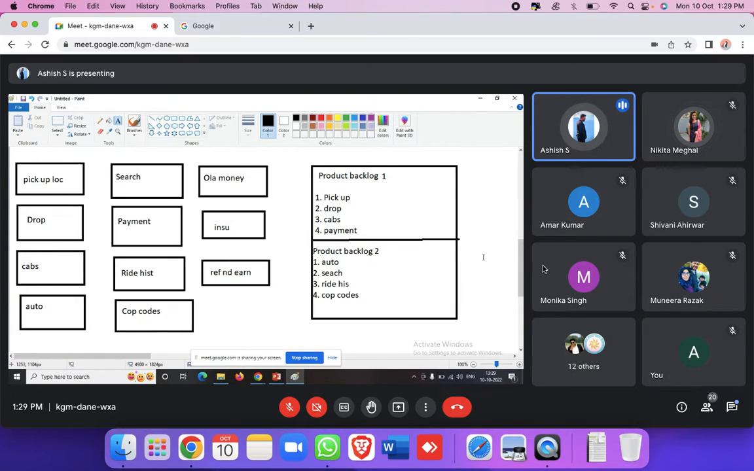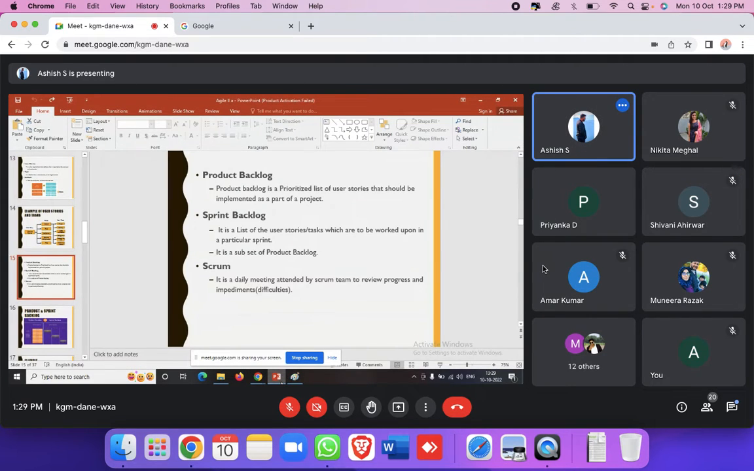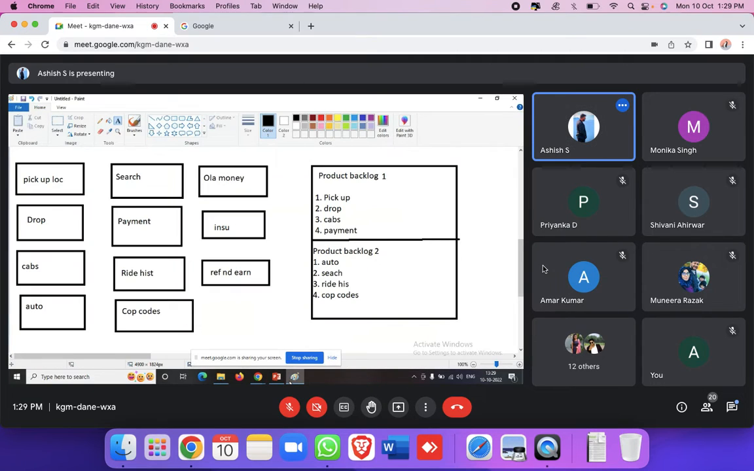Understood? How will you prioritize the modules? Any doubts in prioritizing the modules? Is the example clear? Anyone having doubt? So you can see over here, the product backlog is a prioritized list of user stories that should be implemented as a part of the project. We have done that.